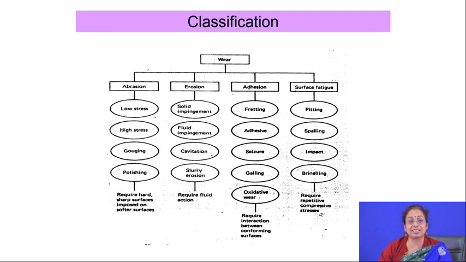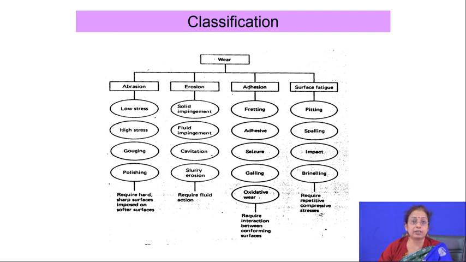So, by this method you can measure the kinetics of wear, and if you are interested in knowing the mechanism of wear, then you have to go for typical microstructural observation of the failed surface after wear. Usually what you do is take the failed surface and do scanning electron microscope observation without proper cleaning, because if you clean, then you will lose the wear debris.